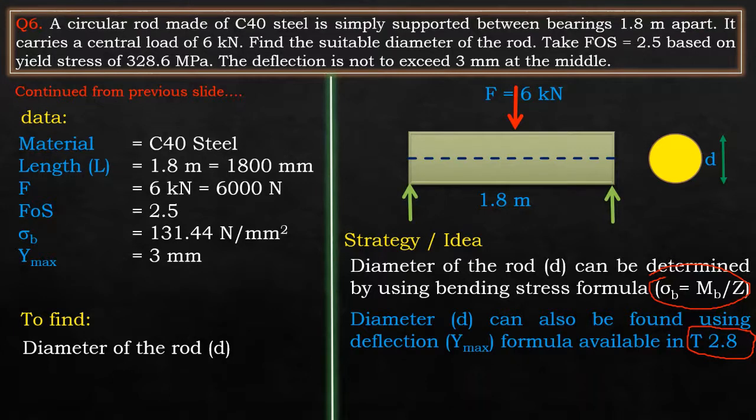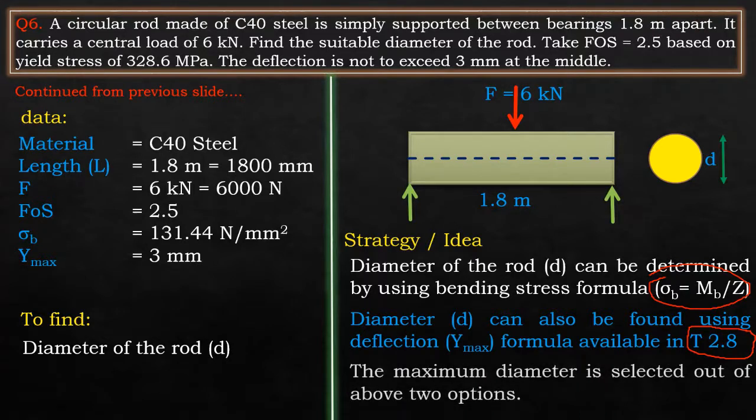By finding both the diameters, we'll be selecting the maximum diameter out of the two diameters which were obtained by using the bending stress equation as well as the maximum deflection equation.